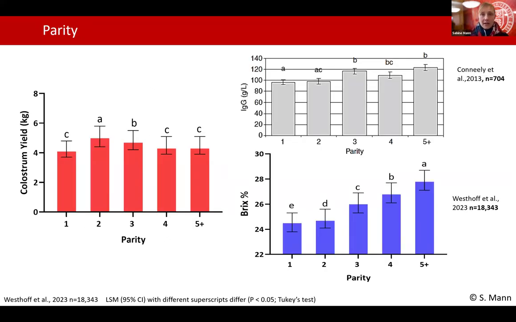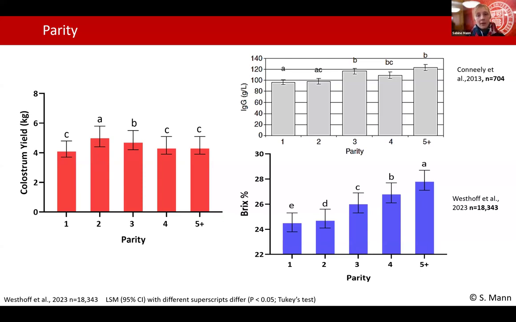And then parity. So we talked a little bit about the dry period length. Here's parity. I like to show this graph just to remind us that yes, heifer colostrum is different from mature cow colostrum, but not poor quality per se. So heifers can make very good quality colostrum, and on average, they can make a good amount of colostrum as well. Although we know that second parity cows, so cows coming into their second lactation, usually make the most yield of colostrum. This, again, has been shown pretty consistently. And then as cows get older, the colostrum production tapers off a little bit again.